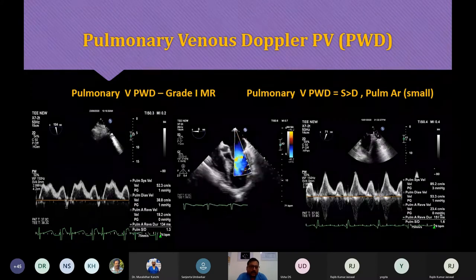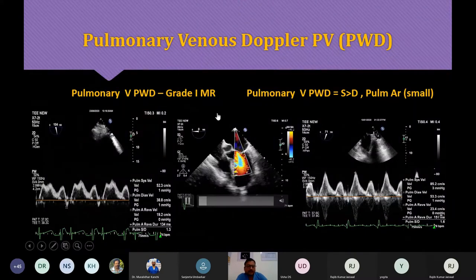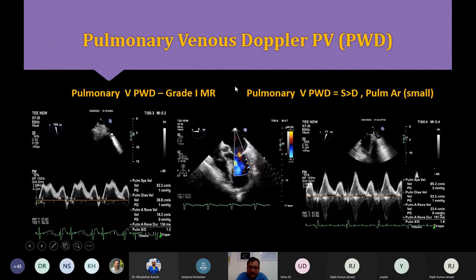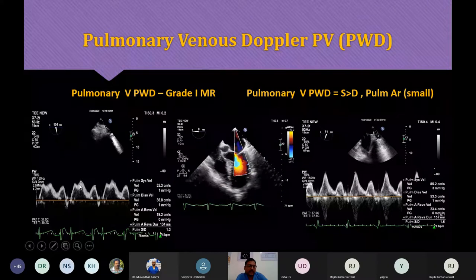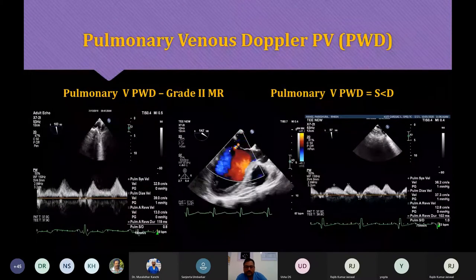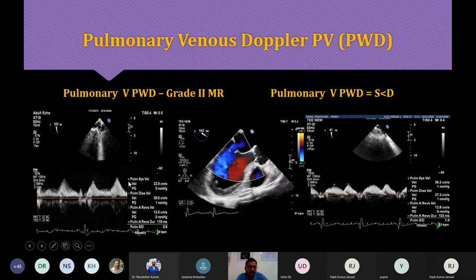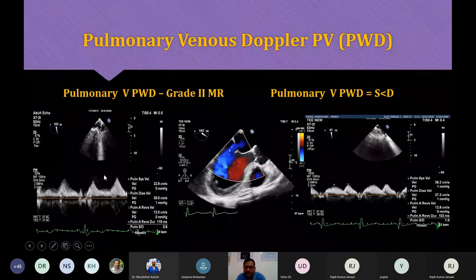Coming to the pulmonary venous Doppler. As the mitral regurgitation severity increases, the systolic dominance of the pulmonary venous Doppler goes off. Whenever we have a milder category of MR, we have a systolic dominance, as we can see in this image. And as we progress to the moderate to severe kind of MR, I have kept the reference image in the center to see how the MR is increasing there and how the Doppler signals are changing. So here we have a smaller S wave and a prominent D wave.